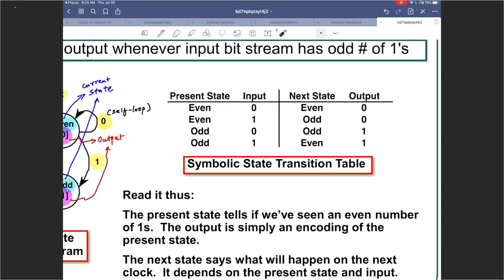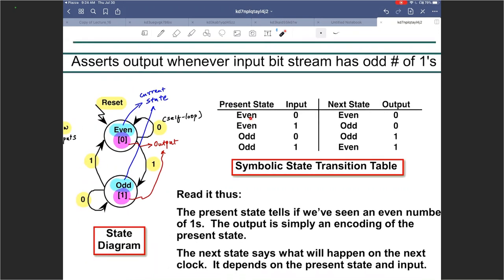So if you are in even state, if your present state is even and you get an input of 0, what is your next state? Well, if you are in even state, you are right here, and you get a 0, you stay in the even state. So the next state is also even. And in that particular state, output is 0, as indicated by these square brackets. Present state and input are two things essentially functioning as inputs. So there will be four possible combinations between present state and input. What are those? Even 0, even 1, odd 0, odd 1.